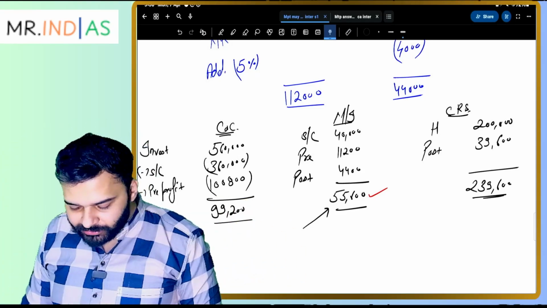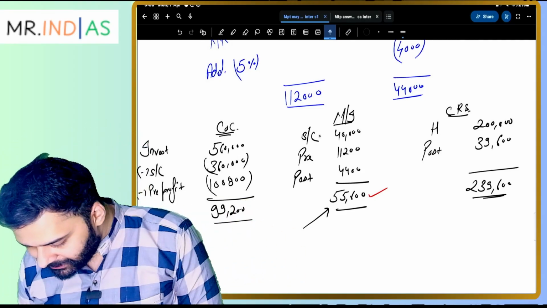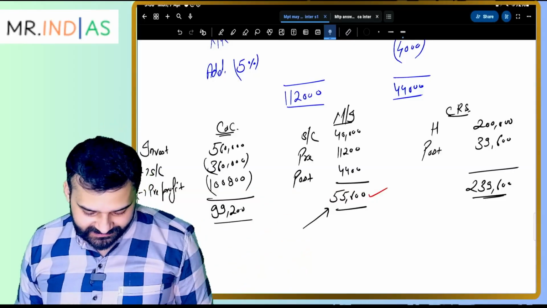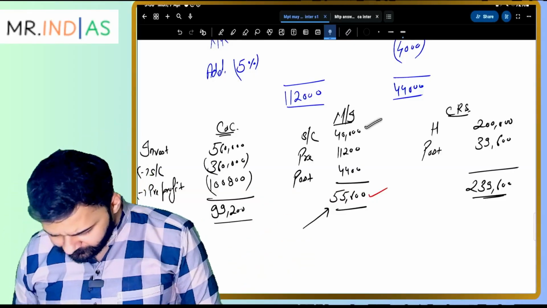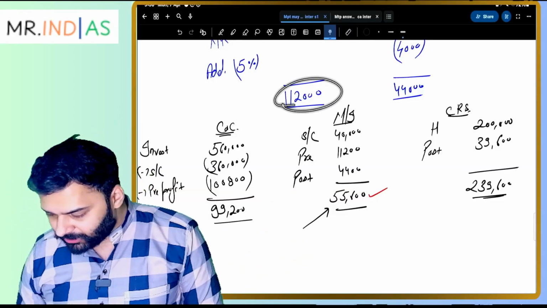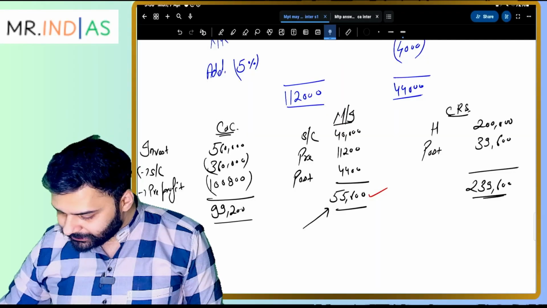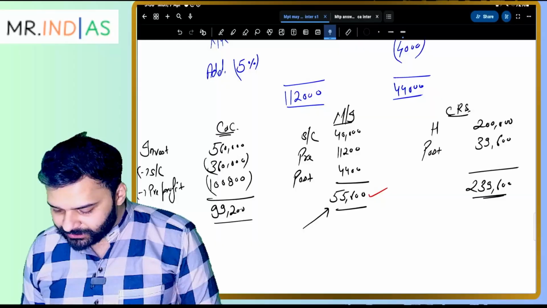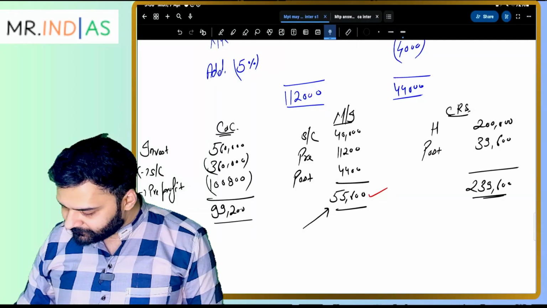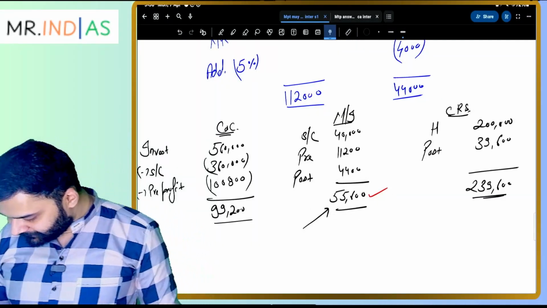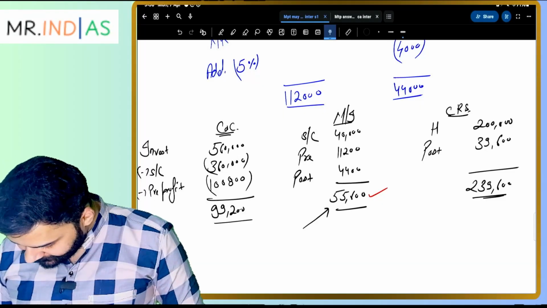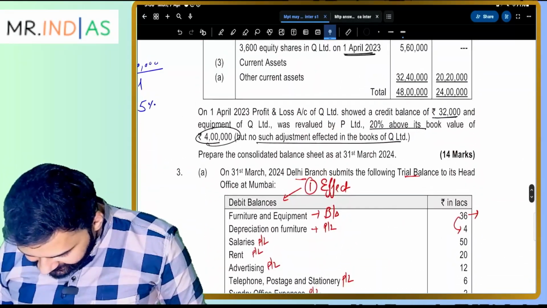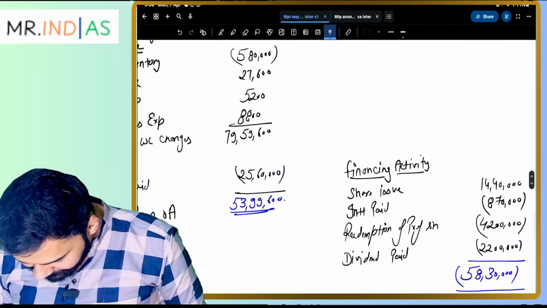Second thing you're going to calculate is minority interest. The share capital of minority interest is 4 lakh less 3,60,000, which is 40,000. The share of pre-profits is 1,12,000 into 10%, which is 11,200, and 44,000 into 10% is 4,400. This comes out to be 55,600. So the check for the minority is there.